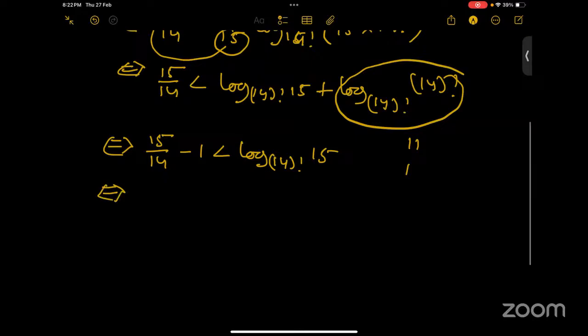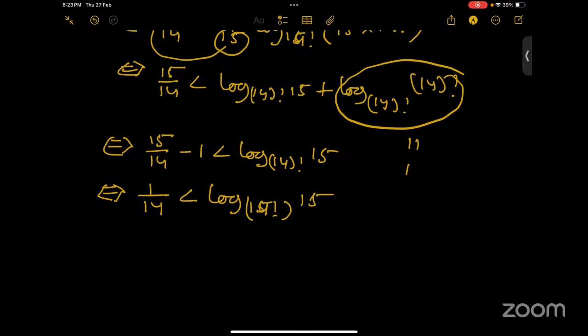Then this is minus 14 less than log 14 factorial 15. Okay. 1 less than log 14 factorial. This 14 we can write here, then 15. Okay.